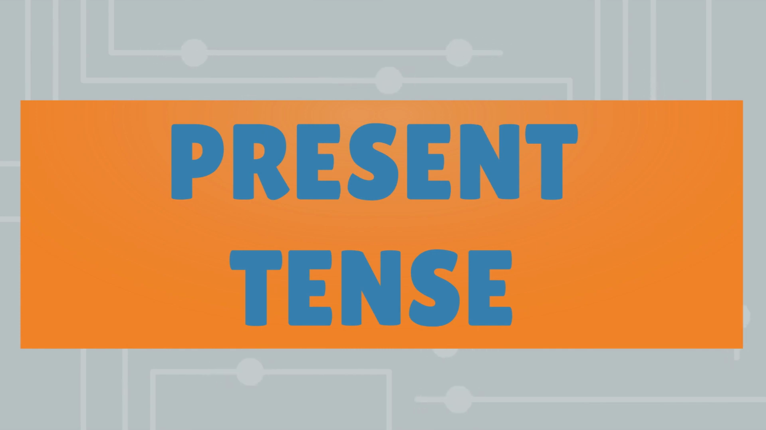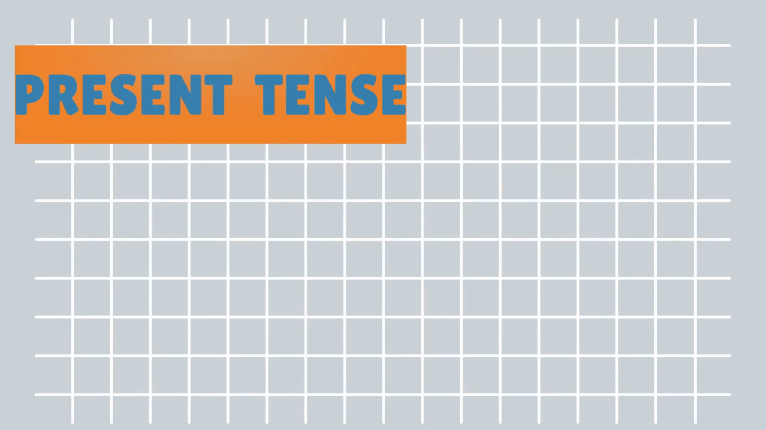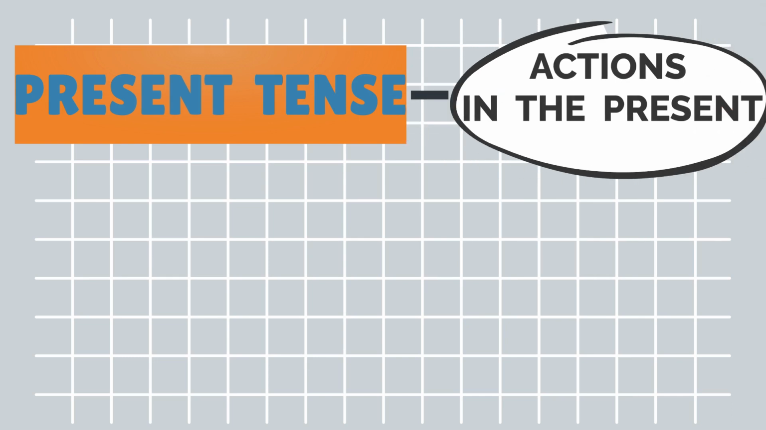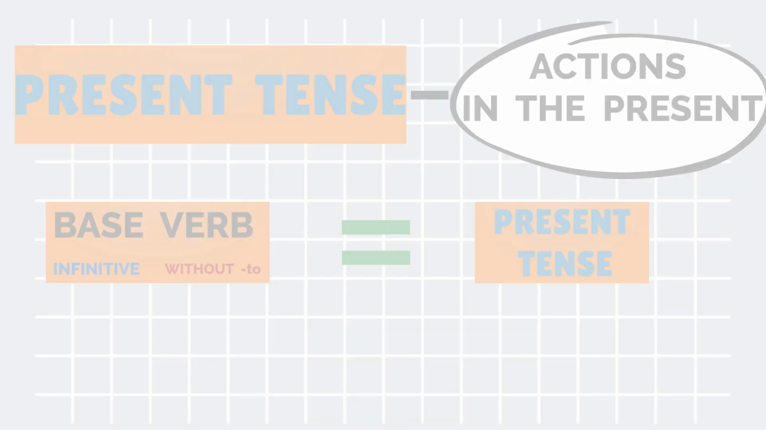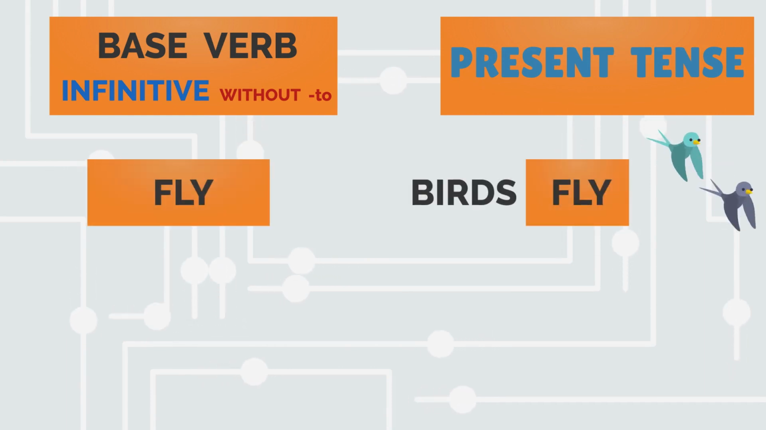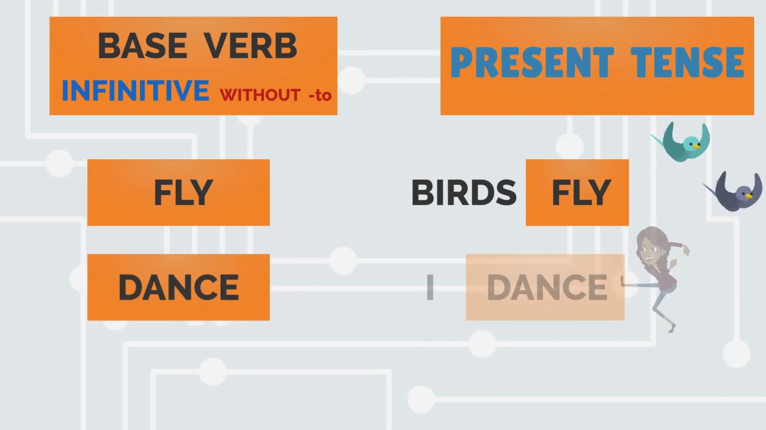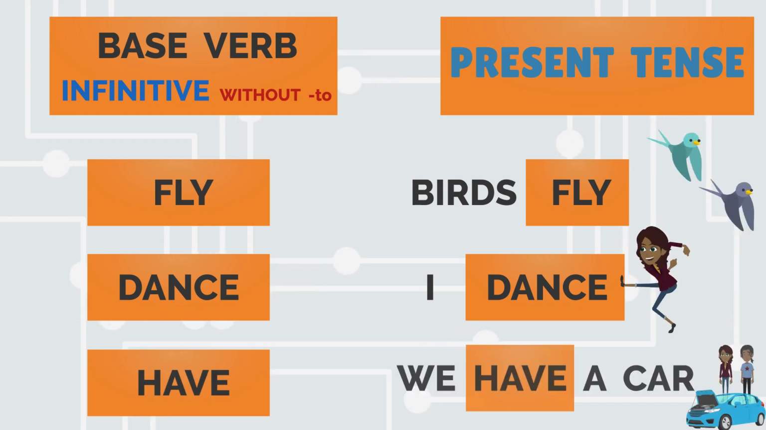Present tense. The present tense is the form of a verb that expresses actions in the present. Usually, the verb in the present tense is the same as the base verb. Fly. Birds fly. Dance. I dance. Have. We have a car.